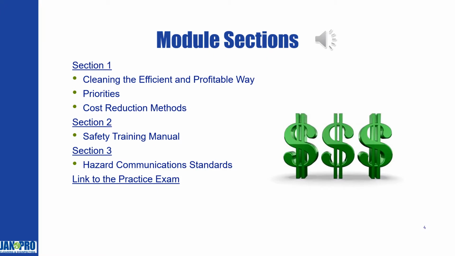So what will the module include? Well, section 1 of the module, as we just said, is going to talk about cleaning efficiently and profitably for you. We're going to go over the priorities of cleaning, what areas to focus on, ways to reduce your costs. In section 2, we're going to touch on the safety training manual. And then in section 3, we'll get into our hazard communication standards. Once you've completed all of the sections, we'll provide a link to the practice exam for you.